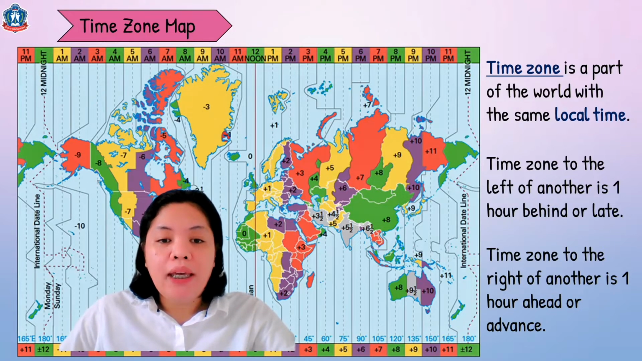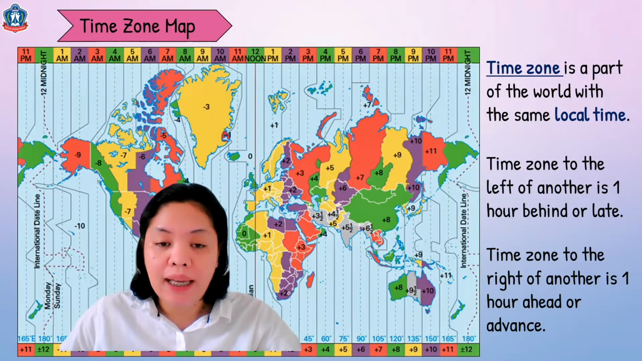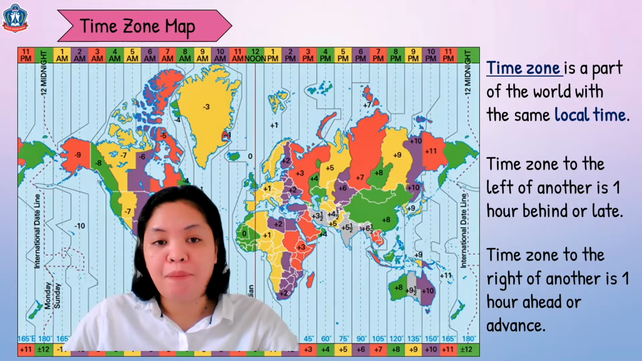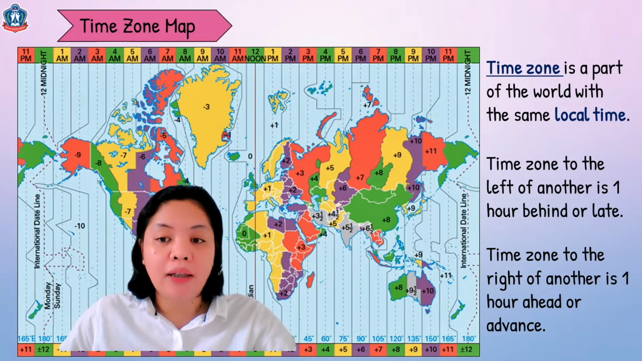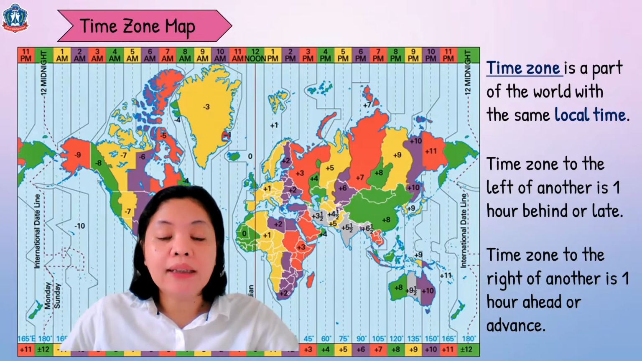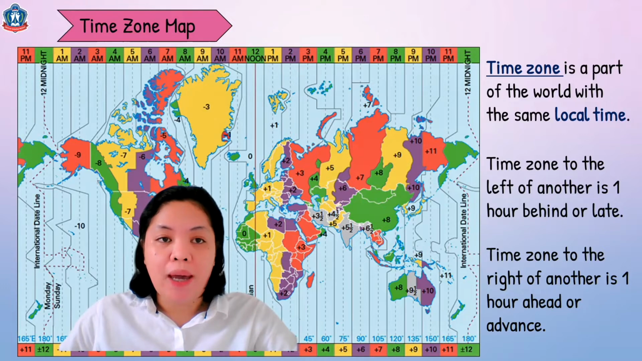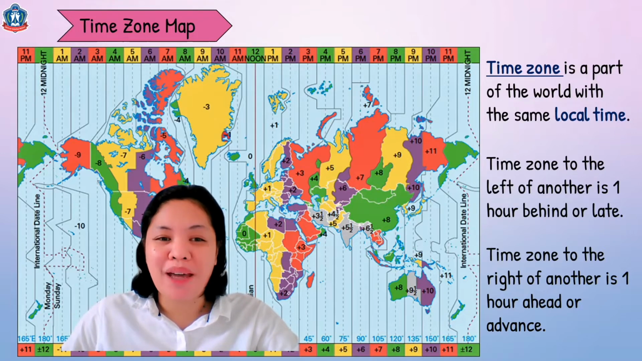So for example, in Jakarta, we are at 3 p.m. right now. If you are in another time zone that is 1 hour ahead, it's already 4 p.m. there. And if you are located in another time zone that is 1 hour behind Jakarta, their local time in their country is still 2 p.m. So each country in the world has its local time based on its location in the time zone map.